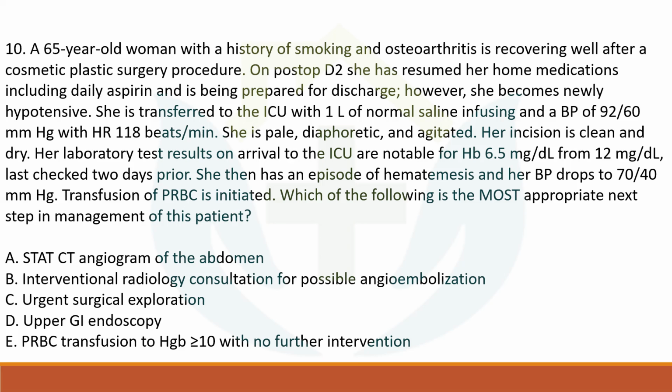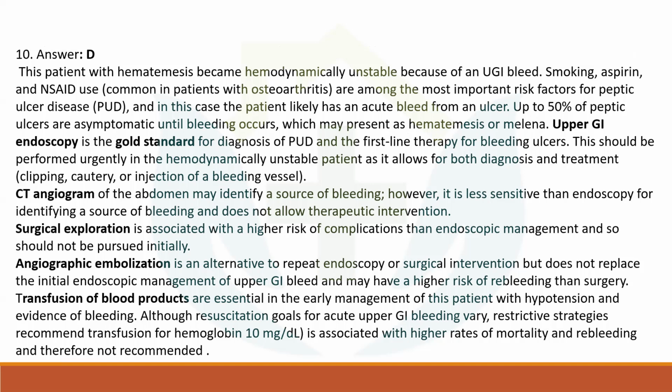Okay, so D is the correct answer, that is upper GI endoscopy. Most of the things could have been done in this patient, but why upper GI endoscopy is the most important answer, I'll tell you. This patient with hematemesis becomes hemodynamically unstable because of the upper GI bleed. It is very clear in this. Smoking, aspirin, NSAIDs, peptic ulcer disease, and in this case, the patient likely has an acute bleed from an ulcer.